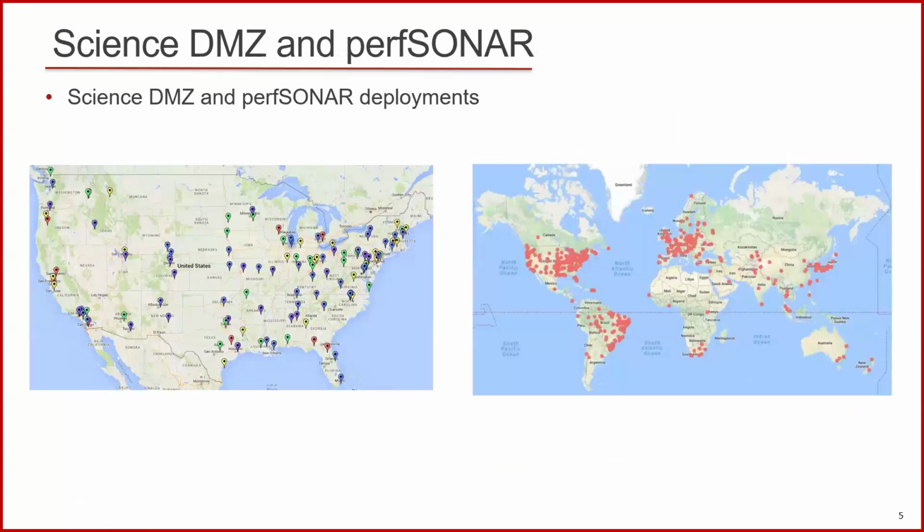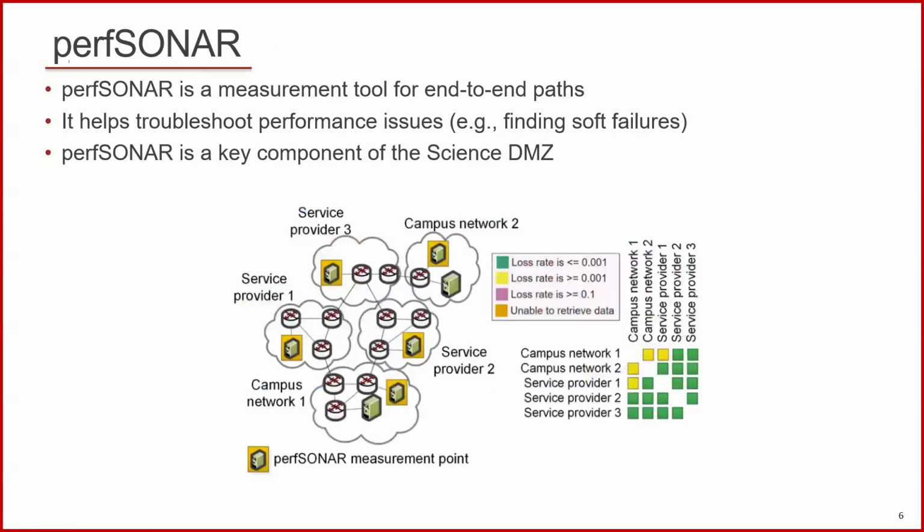The ScienceDMZ and perfSONAR are widely deployed across the US and the whole world. As you can see on this figure, many locations already deploy perfSONAR nodes and ScienceDMZ architecture across the whole world. So now let's move forward and talk more about perfSONAR. perfSONAR is a measurement tool for end-to-end paths. It's used by ScienceDMZ to validate that the WAN paths are working as they should be.